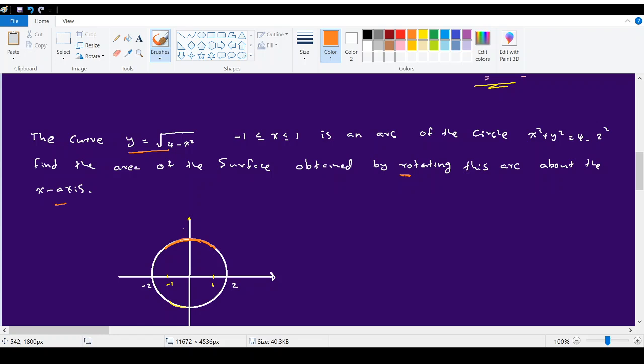Now for this one, we can see they have given the equation as y equals the square root of 4 minus x squared. Since this is x-axis rotation, to find the area of the surface, we will need to use this formula. And for ds, we have two options, right? dy by dx squared and dx by dy squared, right?